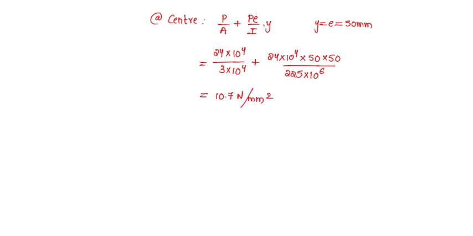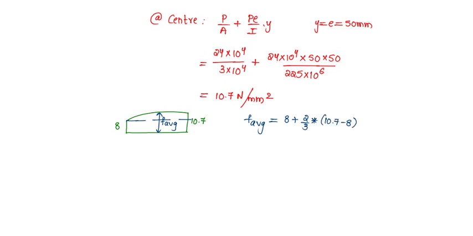Since the cable is parabolic, at the supports it has a value of 8 N/mm², which is varying till 10.7 N/mm² at the center. So the average stress will be equal to 8 plus, since the variation is parabolic, 2/3 of (10.7 minus 8). So this will be equal to 9.8 N/mm².